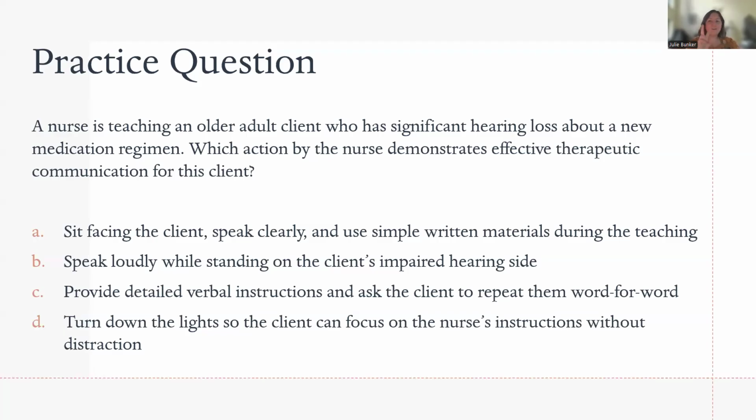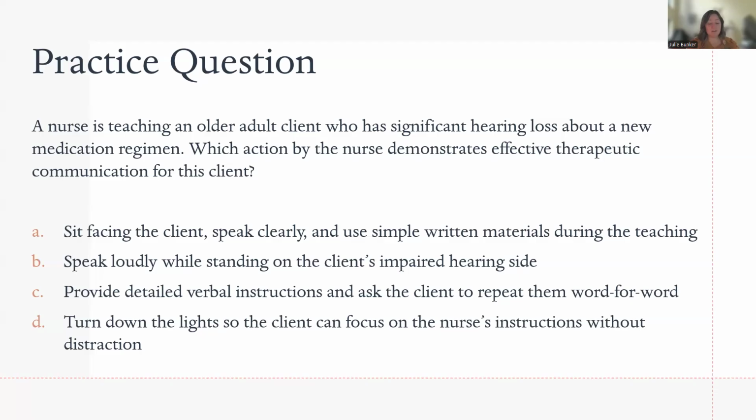Answer in 3, 2, 1. Definitely A. And I hope you answered that in the same way. Turning down the lights so that they get focused? Oh my gosh, that's just insensitive. But it would also interfere with their ability to lip read. If they are lip readers, they have significant hearing loss, probably been around for a while. Don't do anything to interfere with that. Giving verbal instructions and making them repeat it word by word, that's not effective. There are definitely other things that you can do.